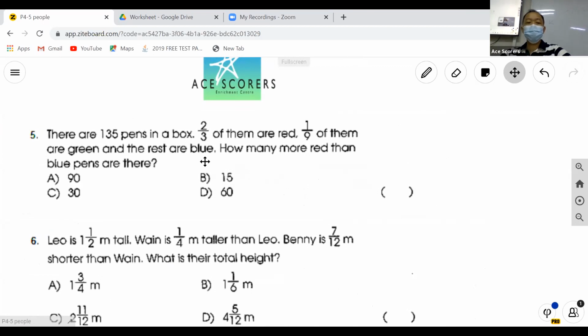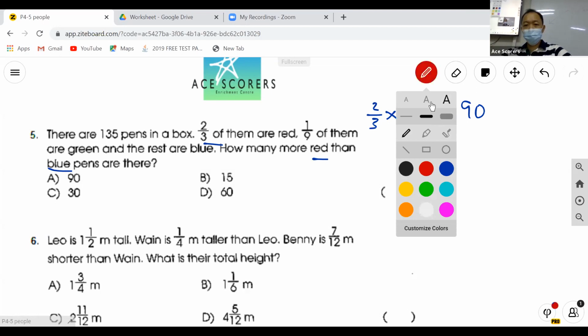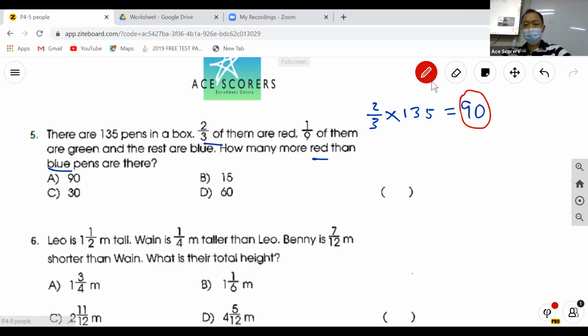So what they want to do is to find out how many, because they want to compare red and blue. 2/3 of them are red, so we take 2 over 3 times 135. That's step number 1. Okay, so 2 over 3, 135, 90, right? So 90 of them are red.